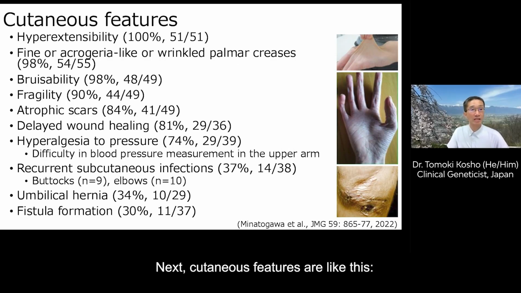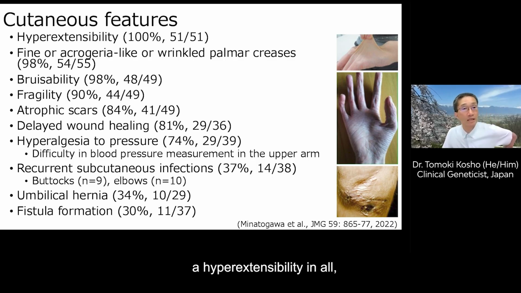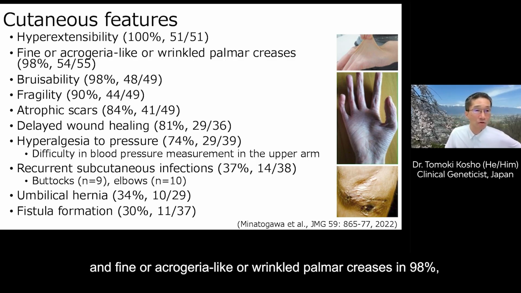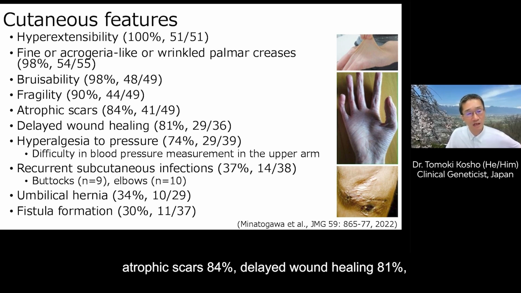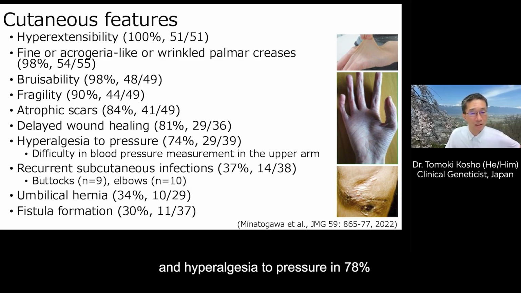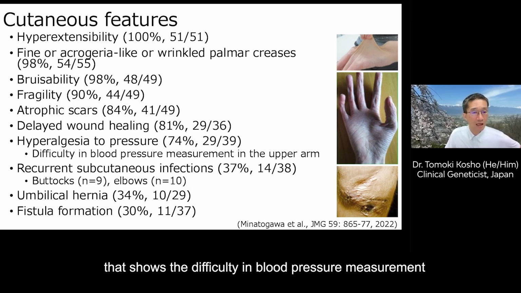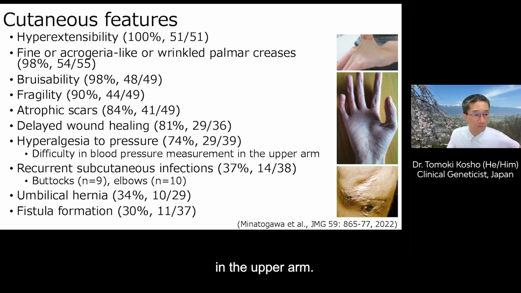Next, cutaneous features are like this: hyperextensibility in all, and fine or acrogeria-like wrinkled palmar creases in 98%, and bruisability is also 98%, fragility 90%, atrophic scars 84%, delayed wound healing 81%, and hypertension in 78%. And that shows the difficulty in blood pressure measurement in the upper arm.